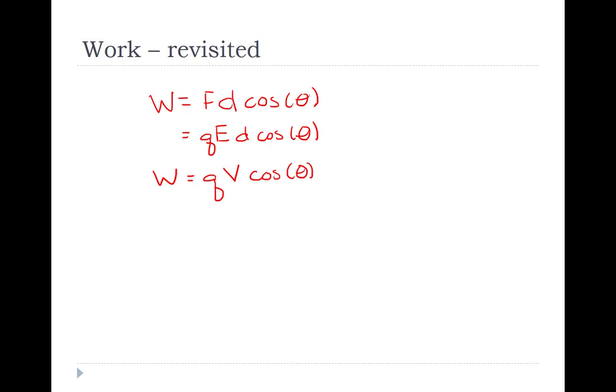If the angle is 0, then I've got a cosine of 1 and I'm moving with the field. And if the angle is 90, then the cosine is 0 and I am moving perpendicular to the field. And if I'm moving perpendicular to the field, then the work I'm doing is 0 and I have no change in energy, no change in voltage. So in order to get a change in voltage, I have to move parallel to the field.